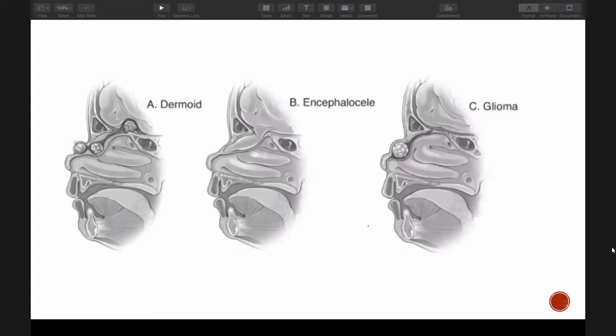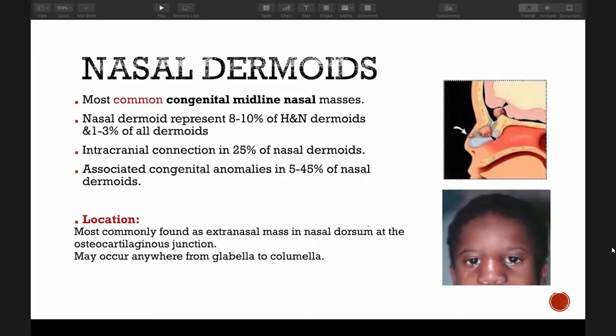So our differential diagnosis will be dermoid, encephalocele, and glioma. For the nasal dermoid, it's the most common congenital midline nasal mass. Nasal dermoid represents up to 10% of all head and neck dermoids and up to 3% of all dermoids. Intracranial connection was found in 25% of nasal dermoids.